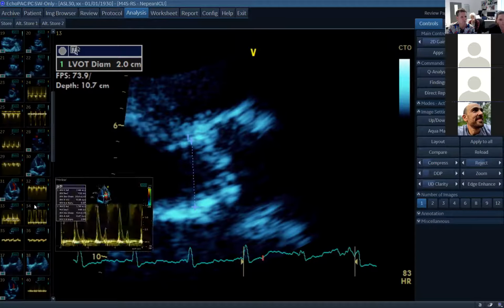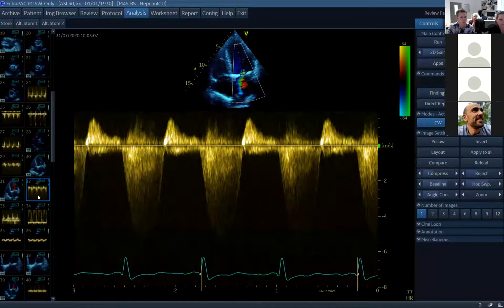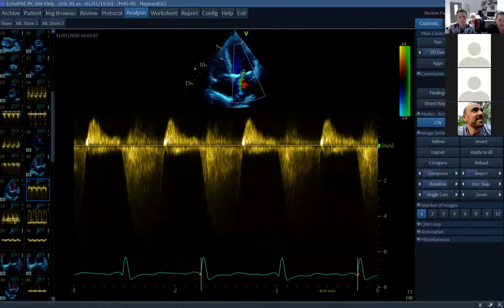Oh, maybe can I show one more? So that's the apical 4 chamber with color through the mitral valve and then continuous wave Doppler through, showing mitral regurgitation with a peak velocity around 5 meters per second. It's an eccentric jet on the color, so the CW underestimates the severity.